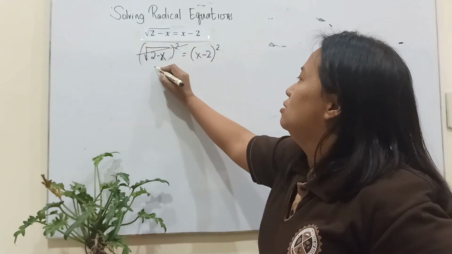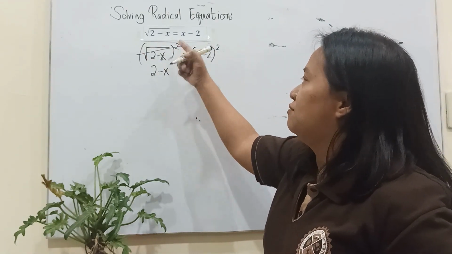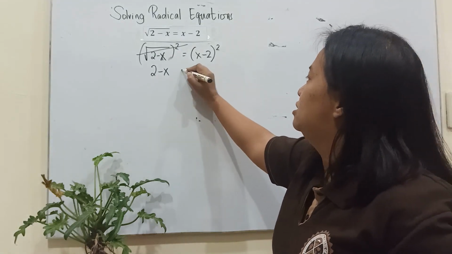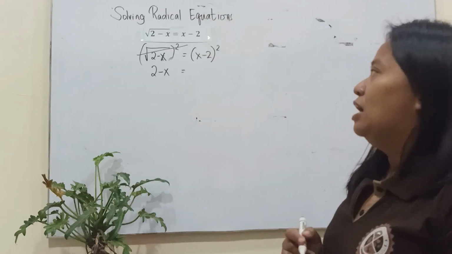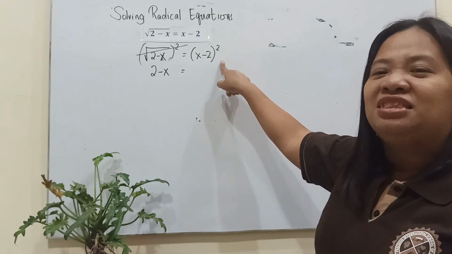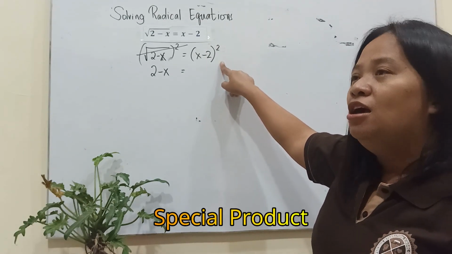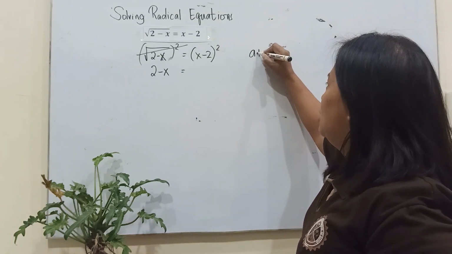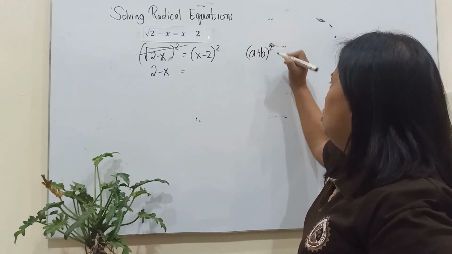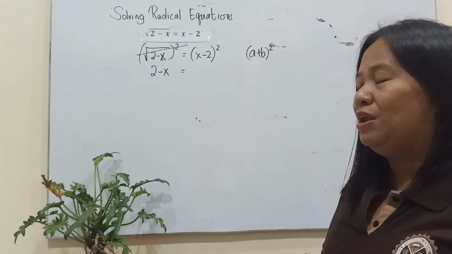Cancelling out, you have 2 minus x. After we cancel, what is left is 2 minus x equals the square of x minus 2. This one is a type of special product. To square a binomial, we have to follow a certain rule. For example, we are going to square a plus b.